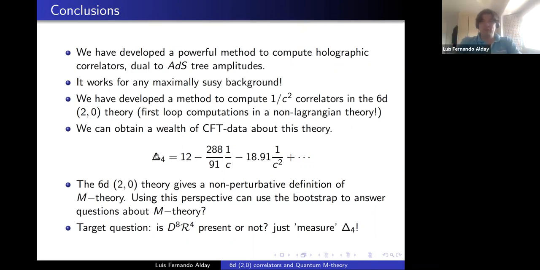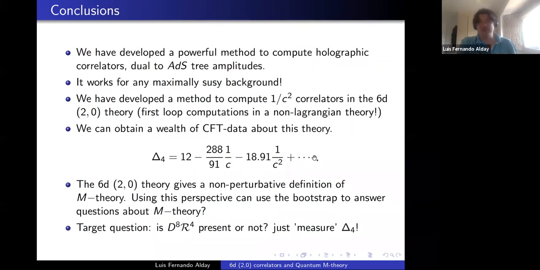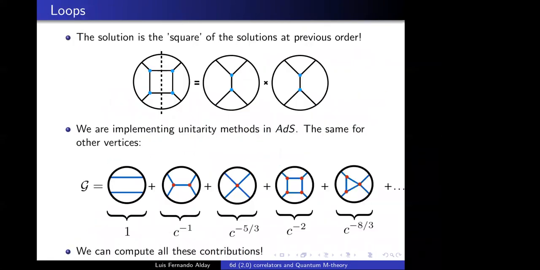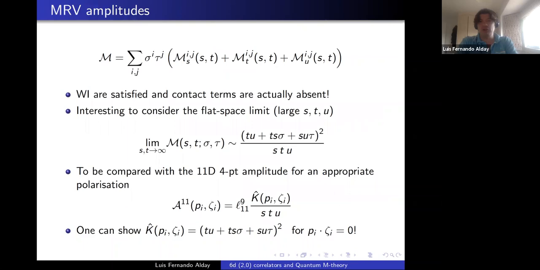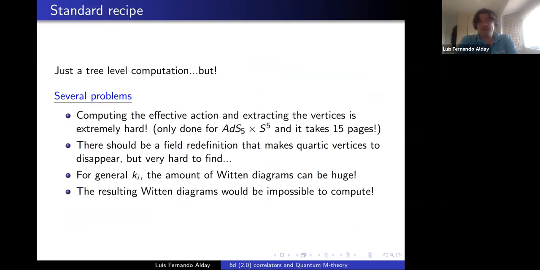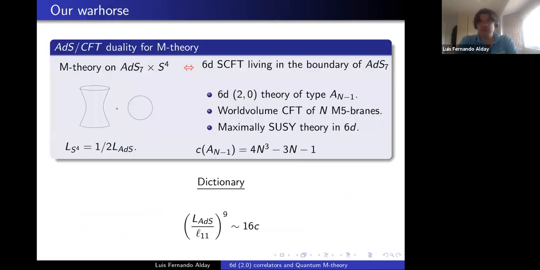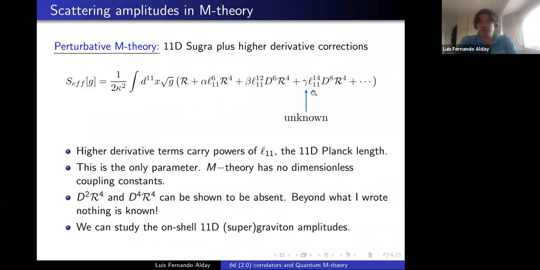So if the numerical bootstrap was super precise, and we could measure this delta 4 for very large values of the central charge, we can try to do a 1/c expansion. And in the next order here, by computing that, we can see whether this term is present or not in the effective action. And this will be something that the bootstrap can teach you about M theory. So this term here.